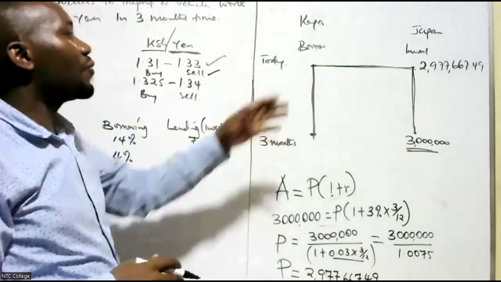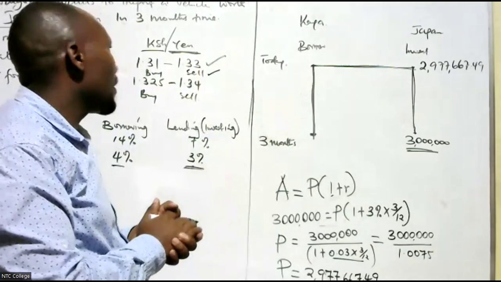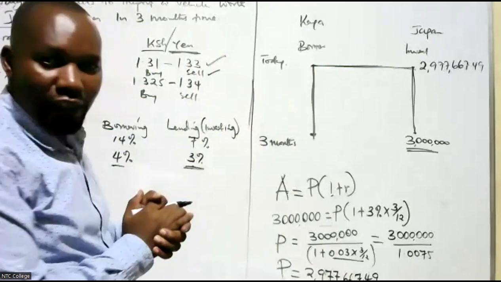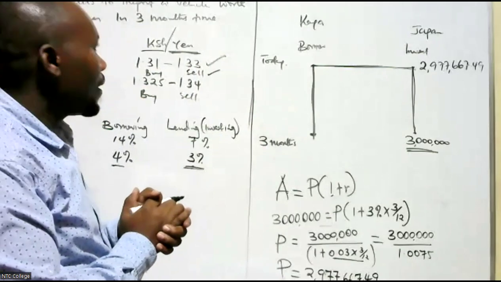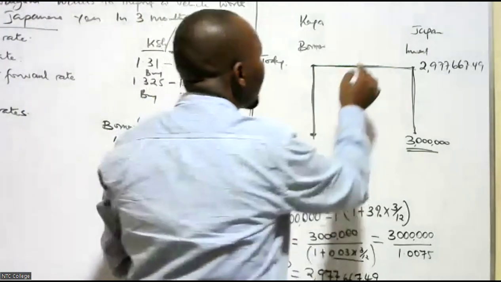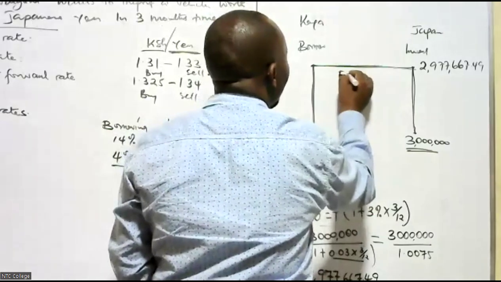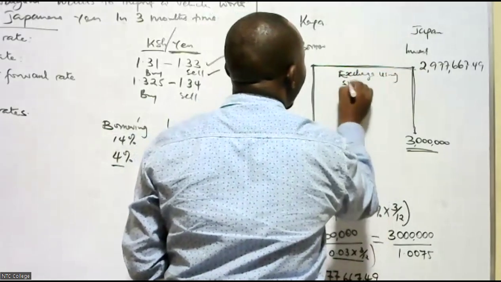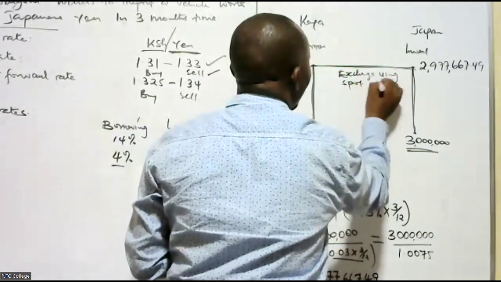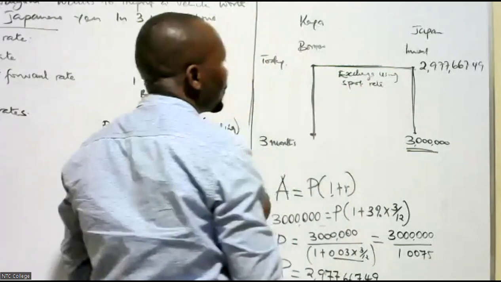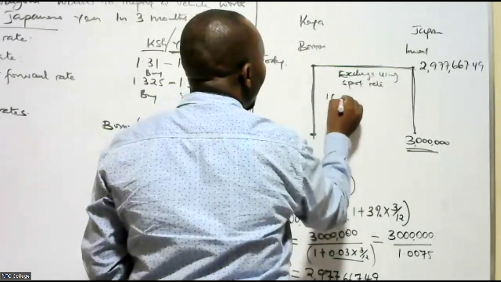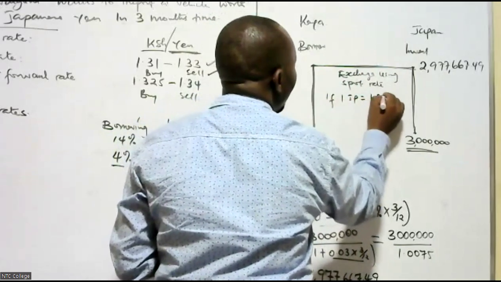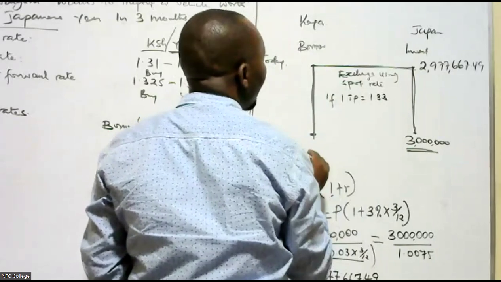So, nikienda kwa bank sahi, we shall be discussing about this rate. Anakwambia, okay, I can give you 2.9 Japanese yen. But our selling rate, we sell it at 1.3 today. Now, use that to exchange, using spot rate. How can that happen? Now you say that if 1 Japanese yen is equal to 1.33 Kenyan shillings, right?